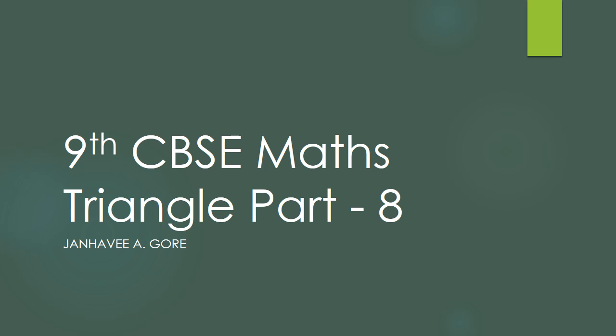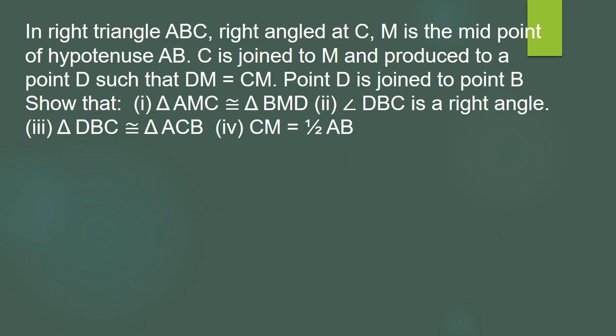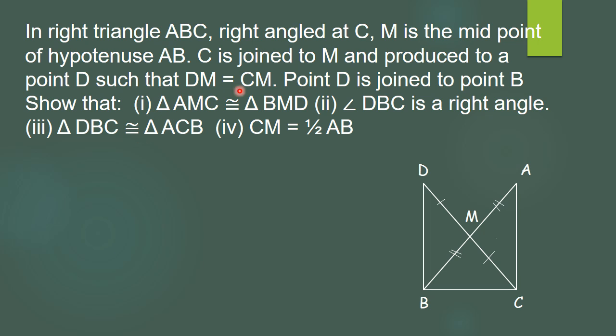Good morning, students. Today we are going to solve the last sum of exercise 7.1. Given a right angled triangle ABC, right angled at C, M is the midpoint of the hypotenuse AB. C is joined to M and produced to D in such a way that DM is equal to CM, and point D is joined to B.